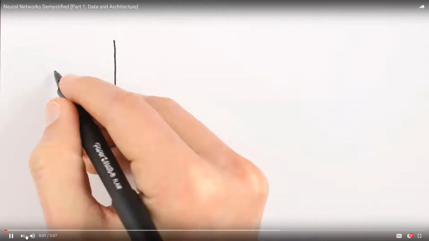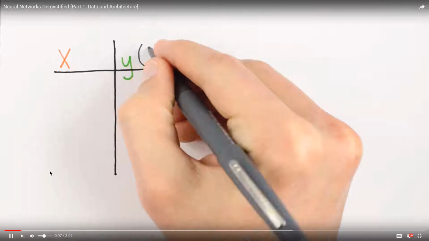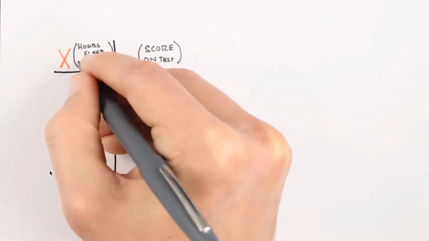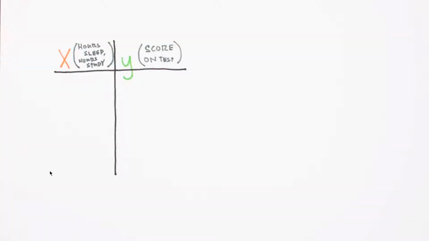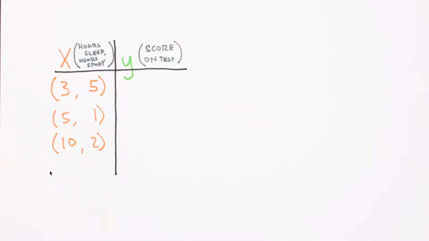Say you want to predict some output value y given some input value x. For example, maybe you want to predict your score on a test based on how many hours you sleep and how many hours you study the night before. To use a machine learning approach, we first need some data. Let's say for the last 3 tests, you recorded your number of hours studying, your number of hours sleeping, and your score on the test.